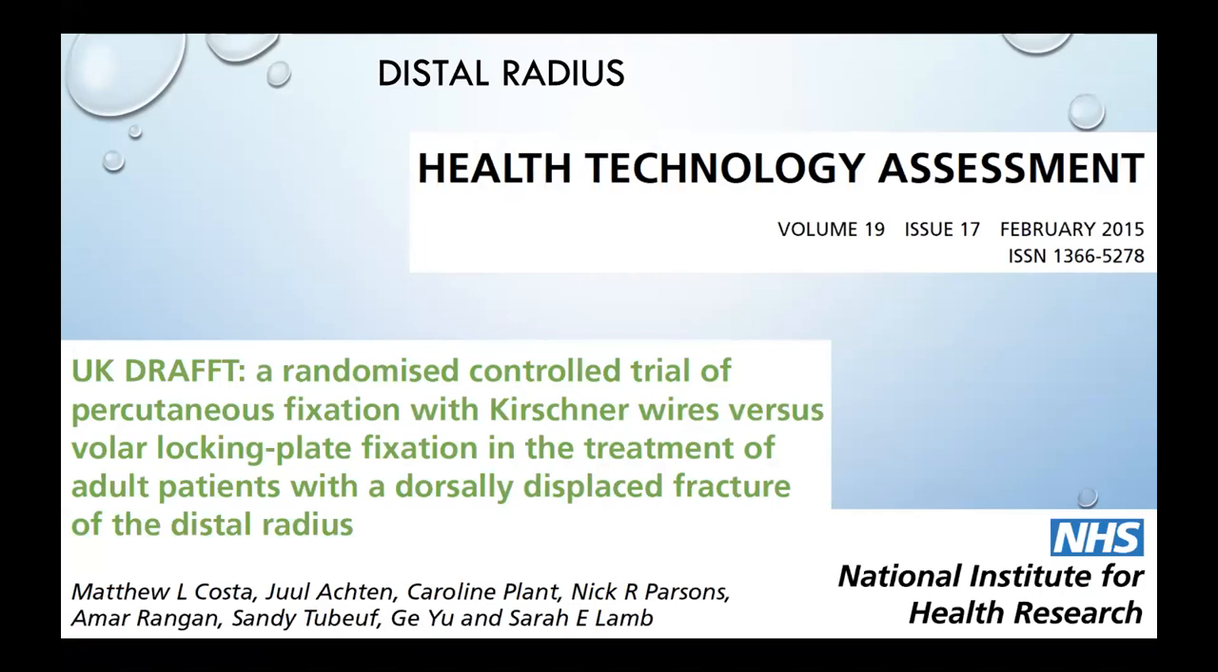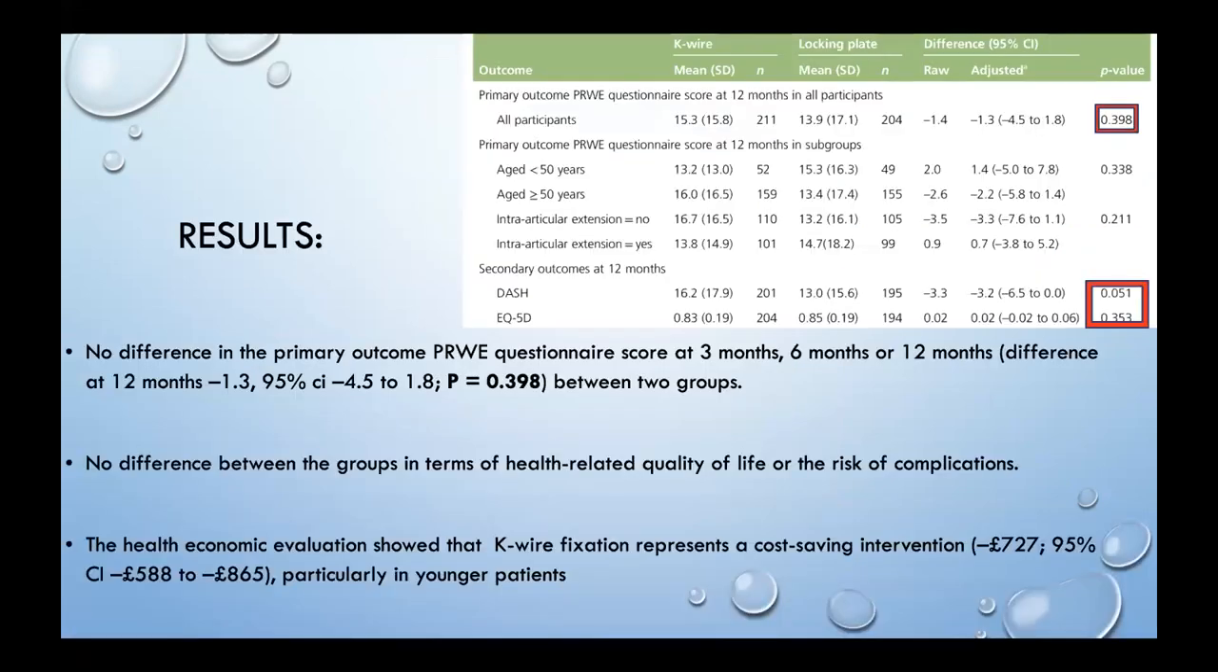It's called the DRAFFT 1 trial, which comes from the Distal Radius Acute Fracture Fixation Trial number 1, which was done in the UK involving 18 centers with follow-up up to 12 months. So they involved distal radius dorsally displaced fractures that are only extra-articular or simple articular, where the articular surface can be reduced with indirect techniques. In their results, they found no difference in functional outcomes between the two groups at 3 months, 6 months, and final at 12 months. They also found no difference in health-related quality of life and risk of complication. And they found that K-wire fixation is more of a cost-effective procedure.